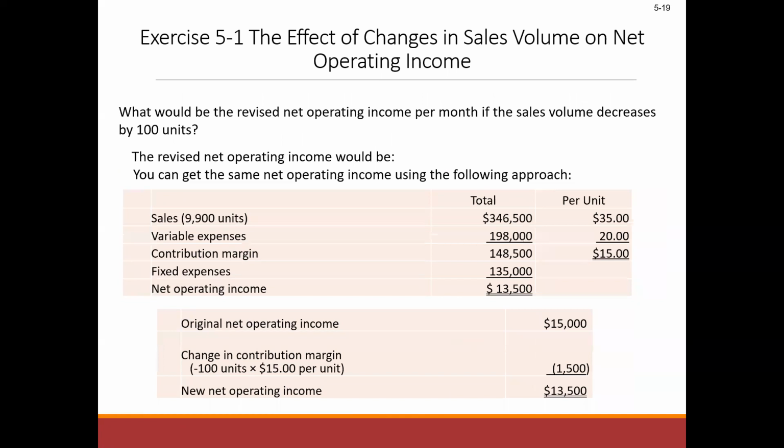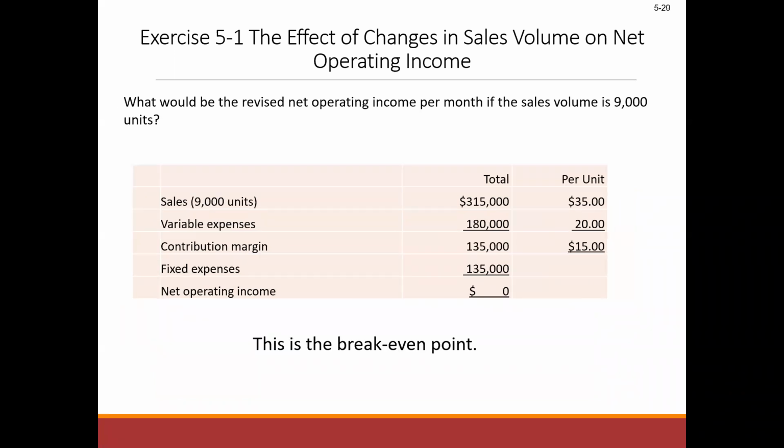Now, what would be the new operating income if our volume decreases by 100 units? Then we would show our 15,000. We would subtract 100 units at our contribution margin of 15 to show our new net operating income of 13,500. What would happen if the sales volume is at 9,000 units? We break even.